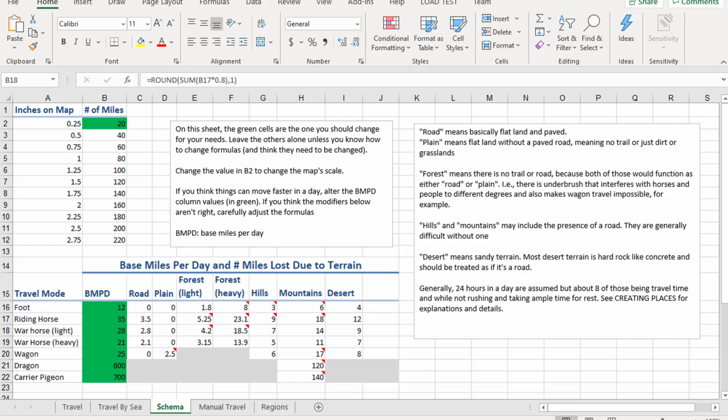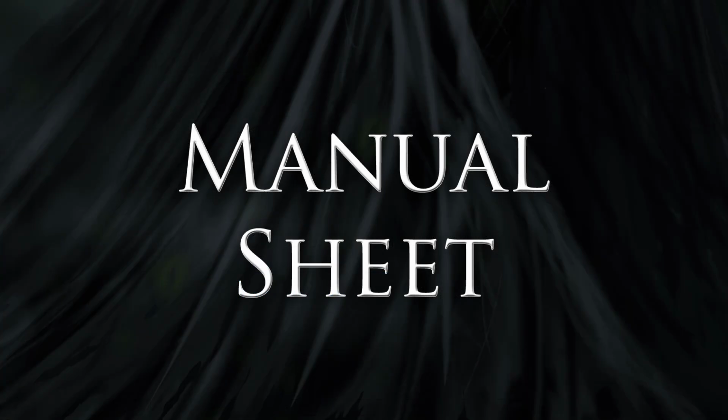So just to quickly recap, this is the schema sheet as you can see on the bottom here. It has two sections to it: the inches on the map and the miles for your scale, and then the base miles per day and the miles lost due to terrain on the bottom. These two sections are not interacting with each other. Both of them are used by the other sheets that we will cover. Some of those explanations that I read off to you before are on the right side here, where I explain what I mean by a road or a plain so that there are no assumptions about what is going on.